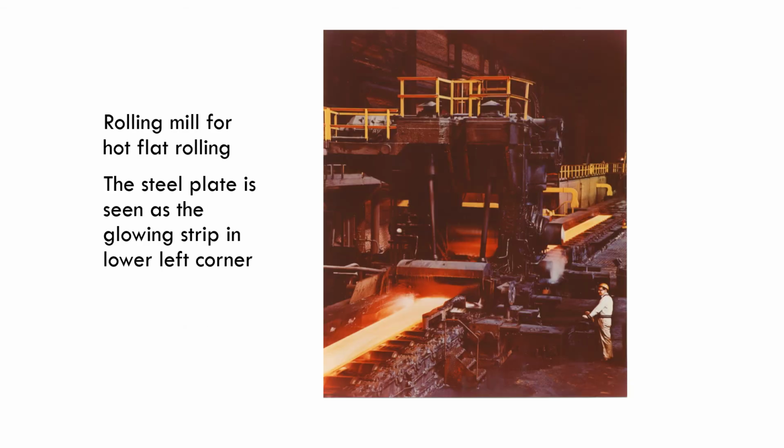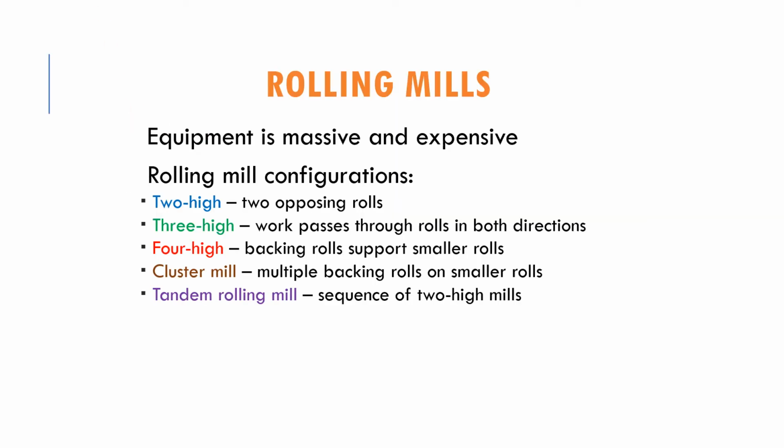So here is the rolling mill for the hot flat rolling process. If you can see, the setup for the rolling process is very big and very hot. If you compare the machine to the operator, who is just like a small person over here, there is a very gigantic machine to perform the process. So due to that, the equipment is massive and very expensive.